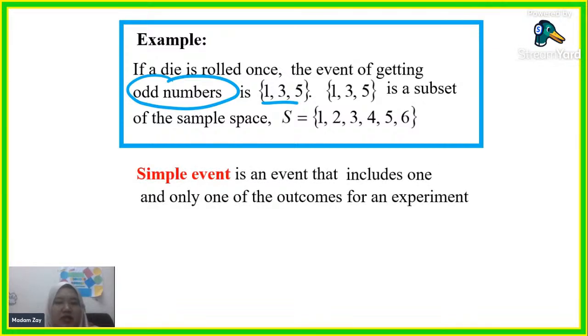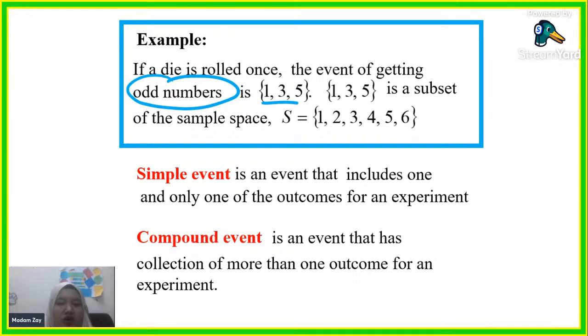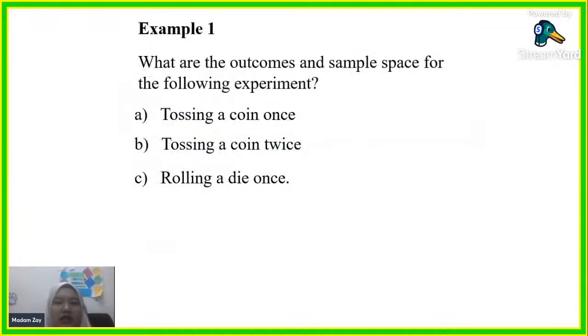A simple event is an event that includes one and only one of the outcomes for an experiment, so let's say getting one. A compound event is an event that has a collection of more than one outcome for an experiment. So what are the outcomes and sample space for the following experiment? Example 1: tossing a coin once.